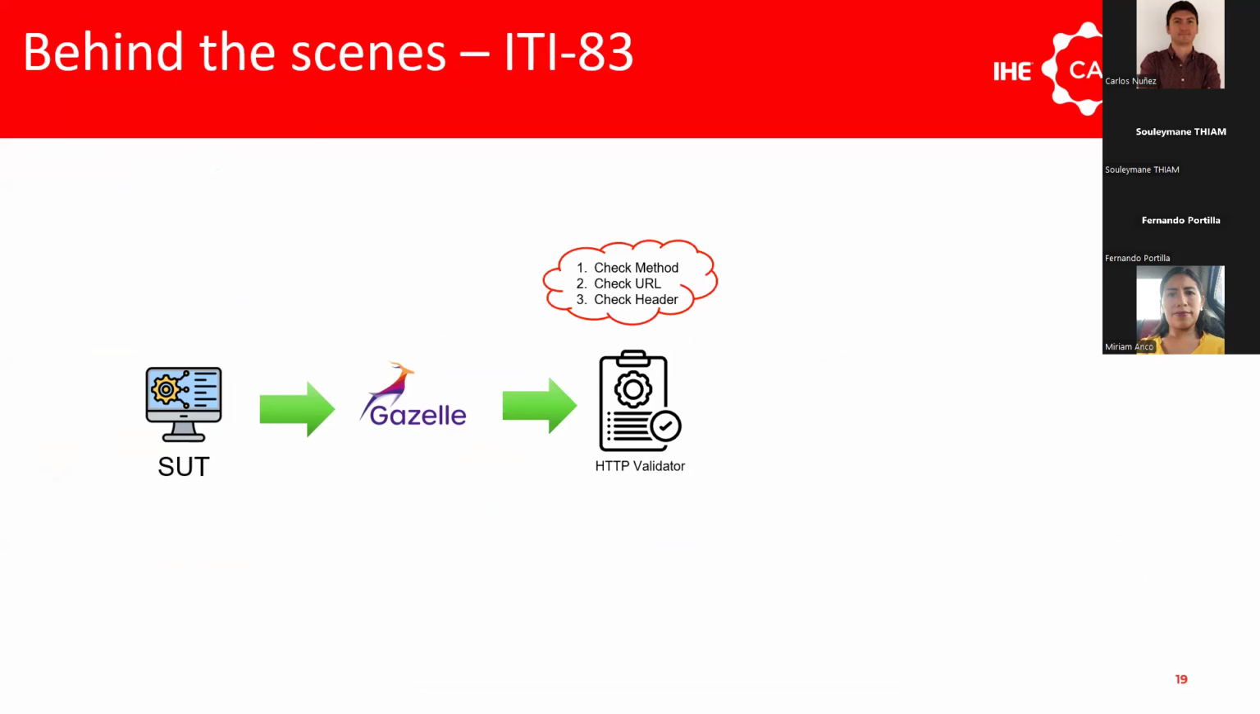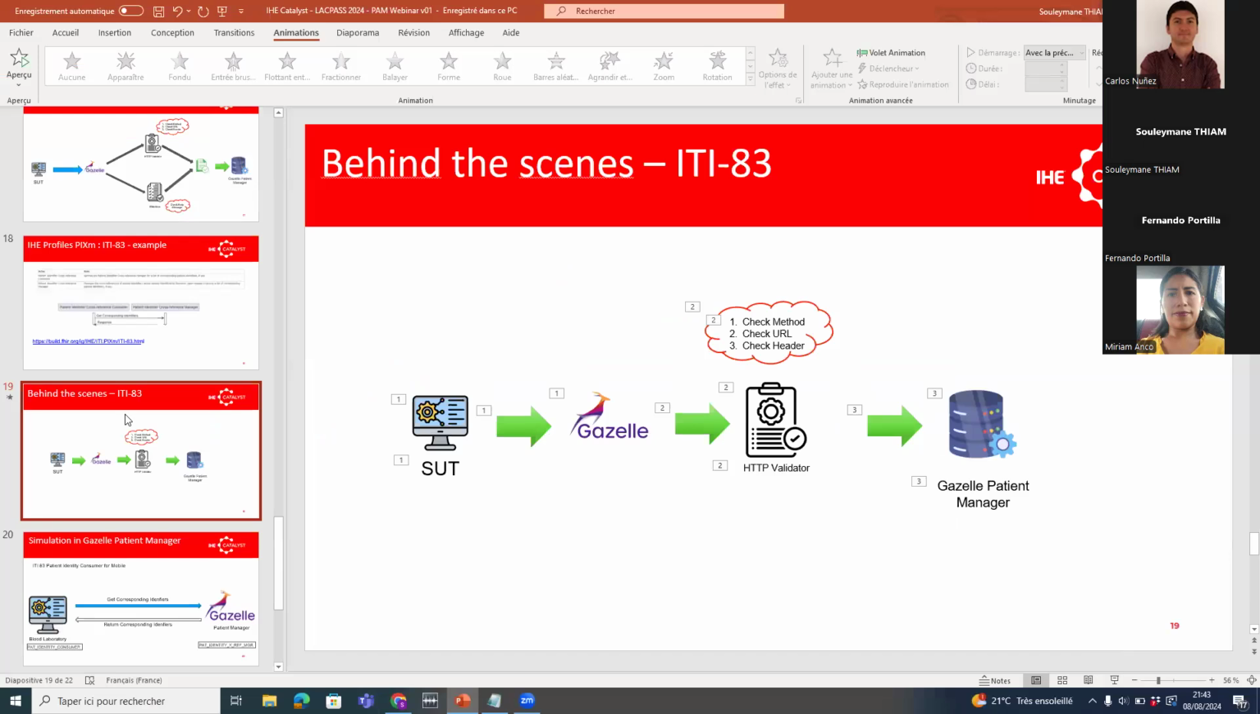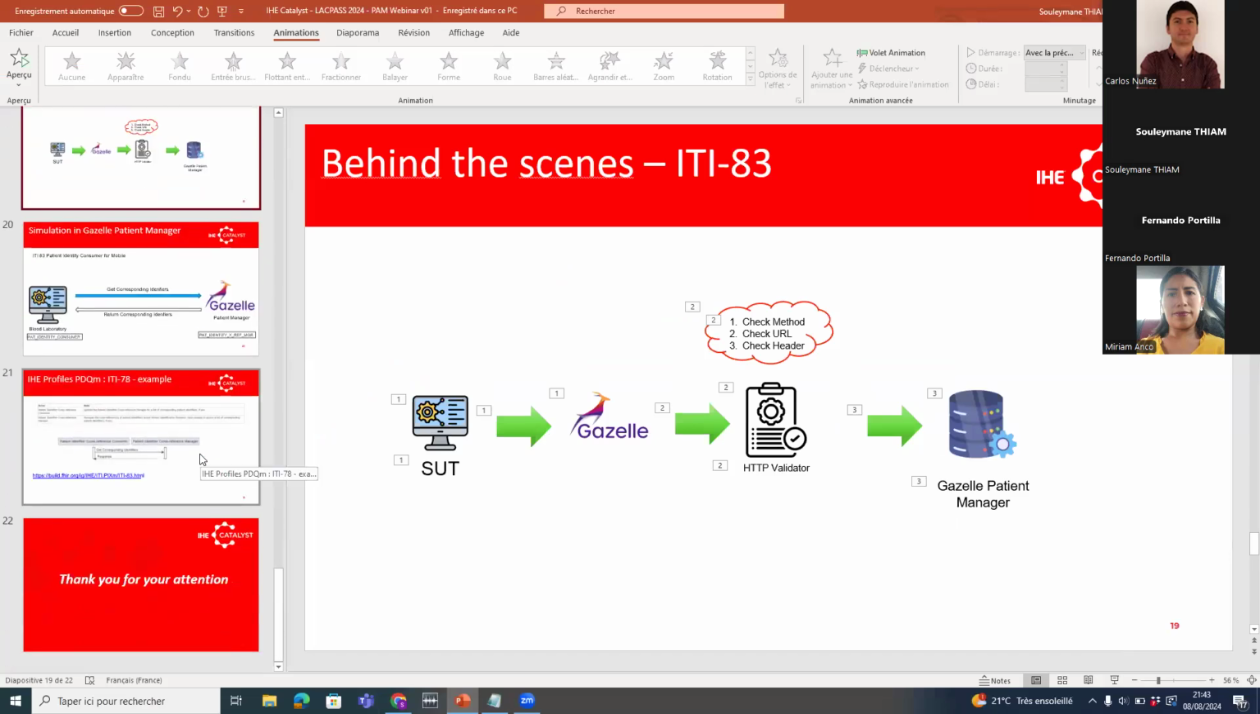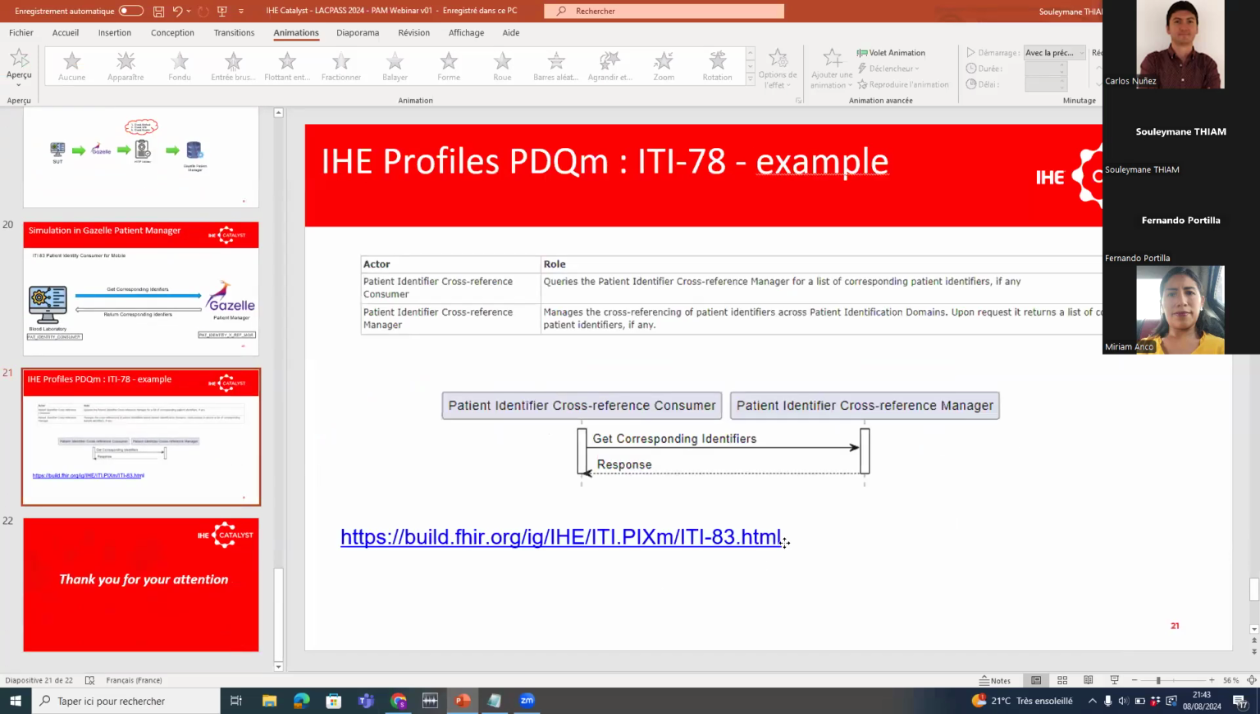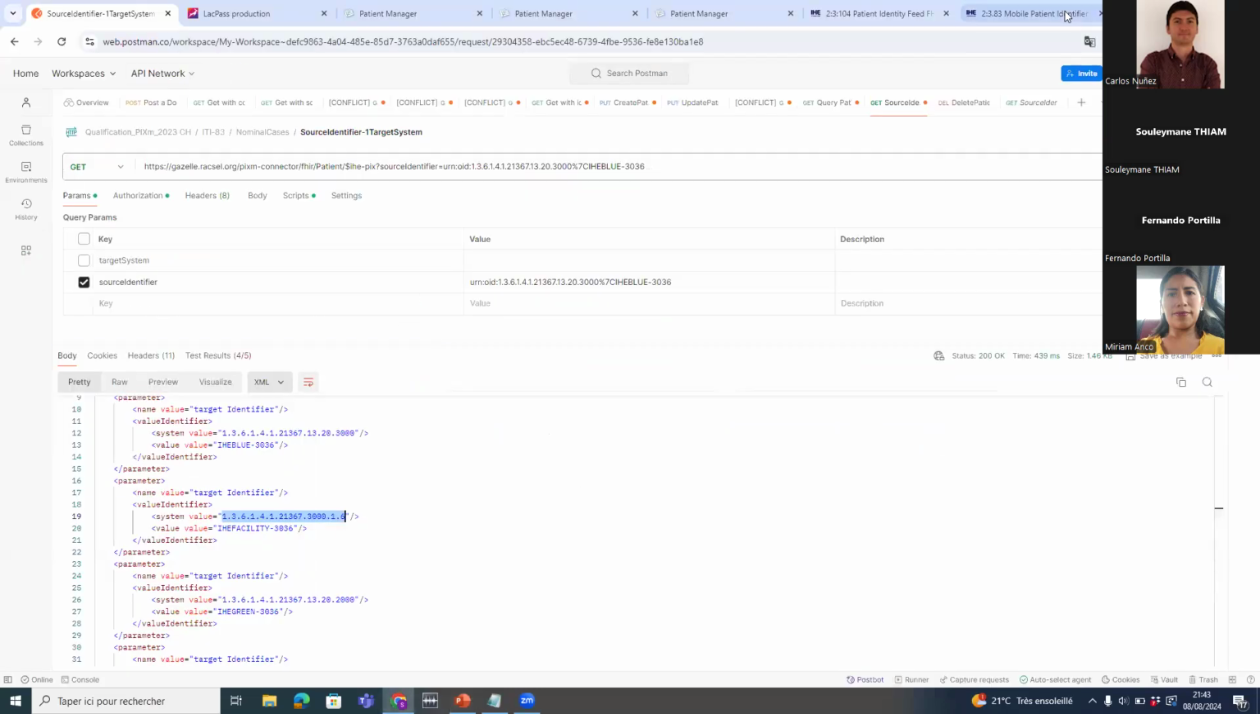We just call the HTTP validator to check the method, to check the URL, to check the header if everything is okay. So it will search the corresponding identifier and then send it back to you. So this is how the ITI 84 looks like. Maybe I can jump to the specification and show you some more information.